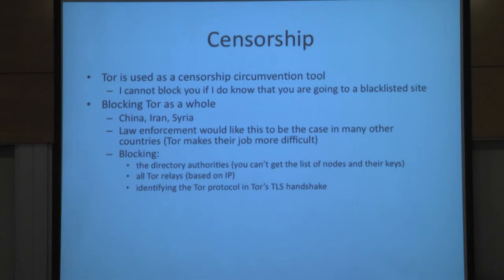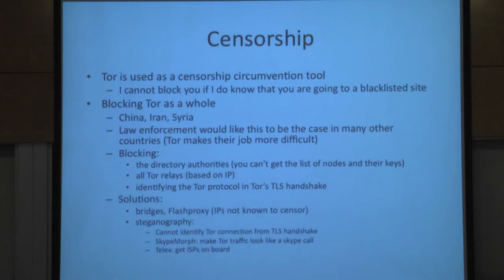You can also block the directory authorities. That would be a very cheap way to block Tor, because you just block eight IP addresses, and then people cannot get keys or descriptors. You can block all relays, or you can try to identify the handshake and then block the connections, the TLS connections.